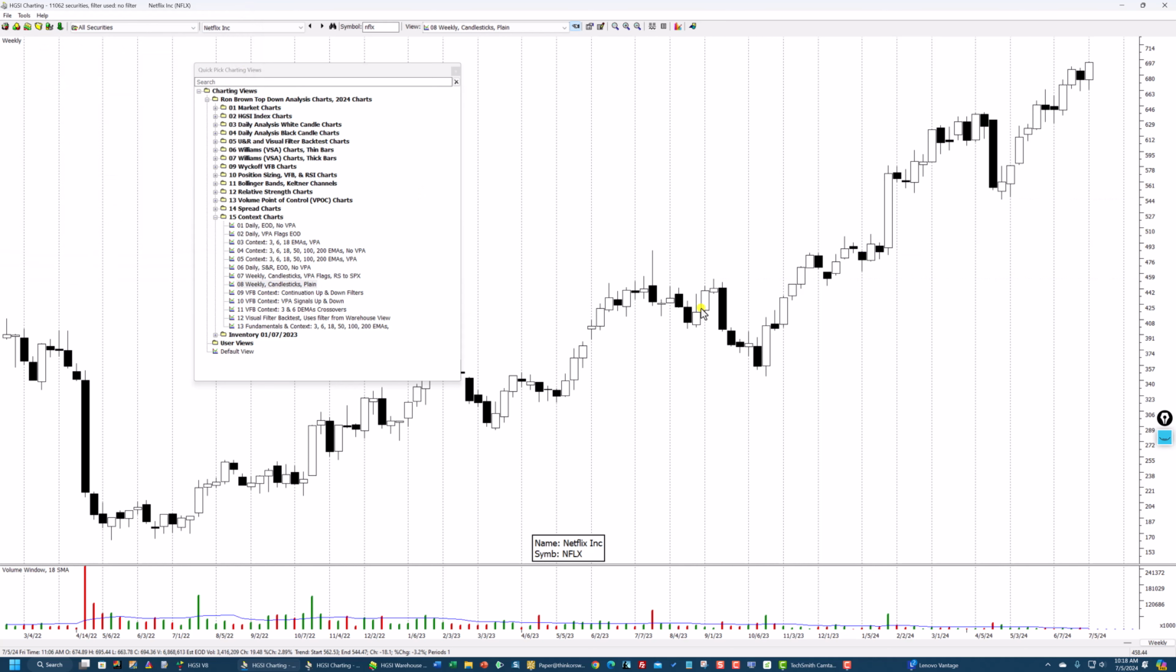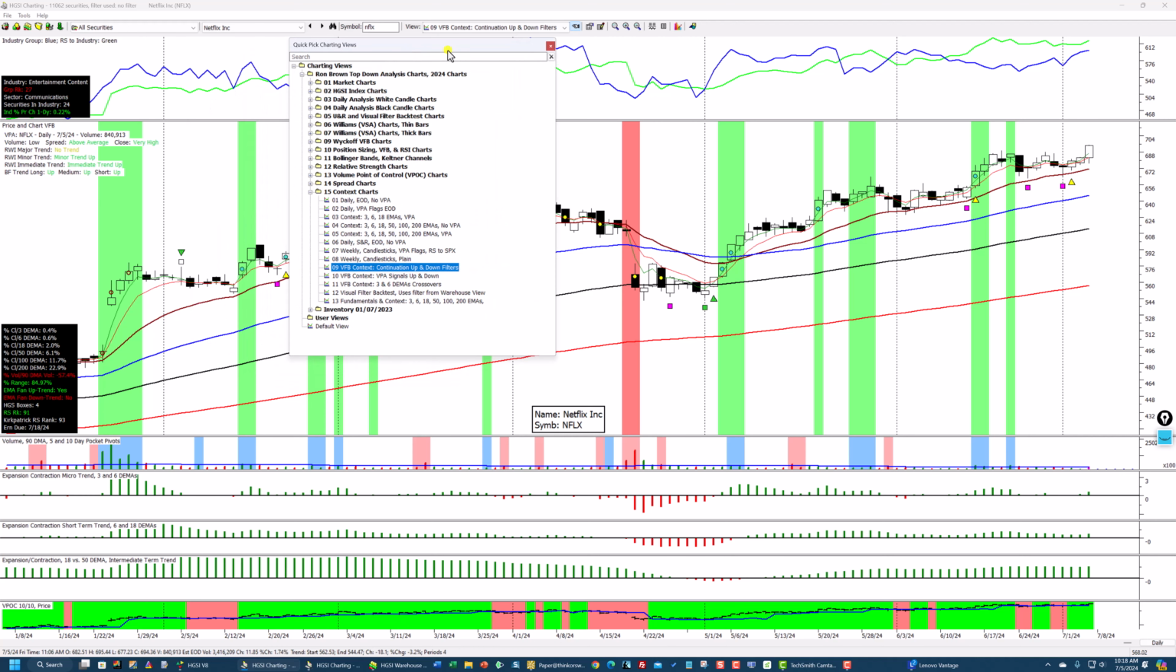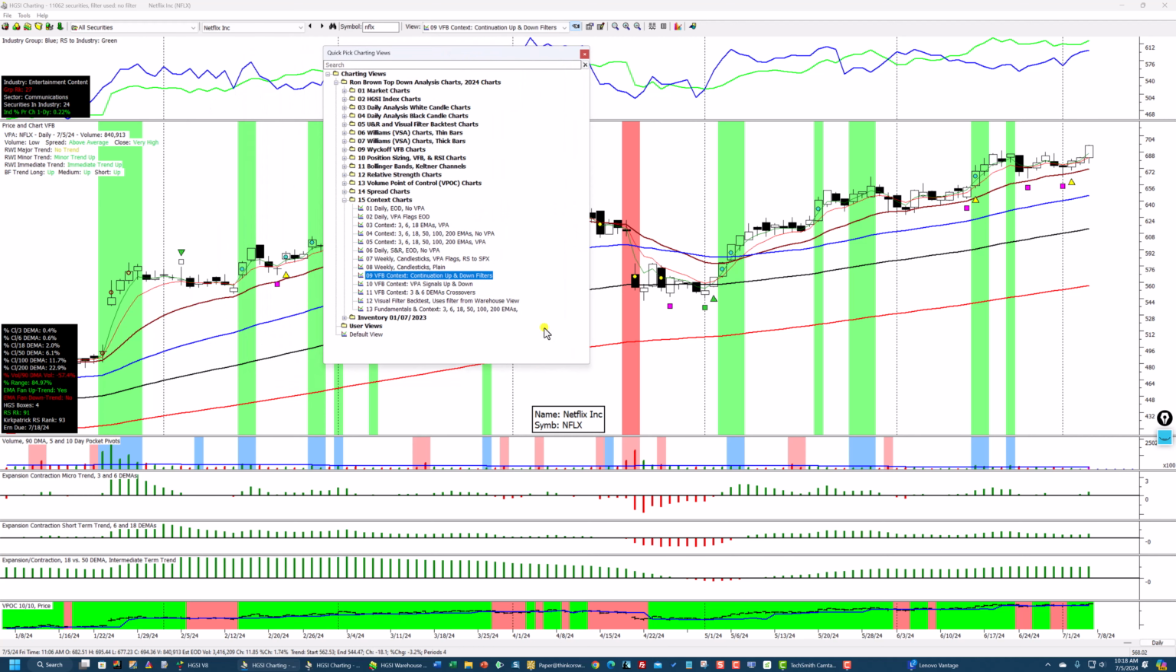Then you just have a naked chart where you can look at structure, and then you can also look at direction. This was scary right here, but it soon turned around. Okay, now I've added some visual filter backtest charts in here, and this is my continuation up and down.